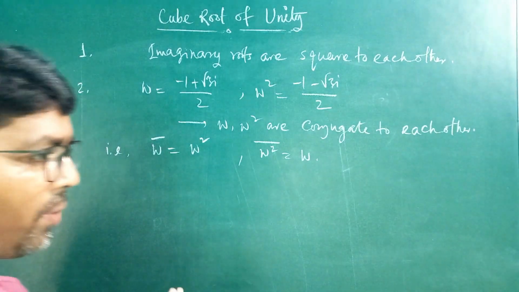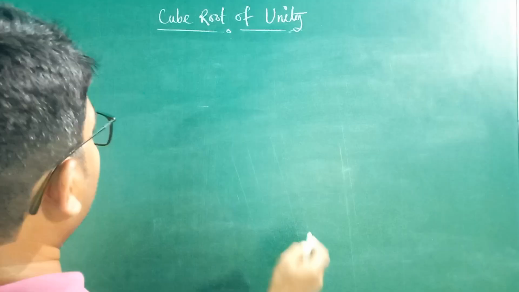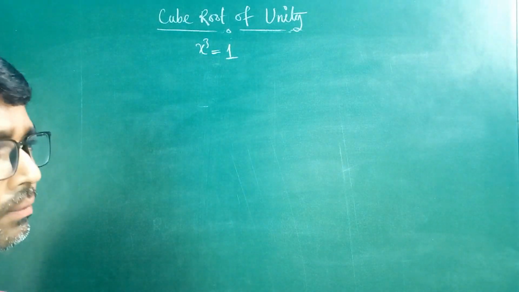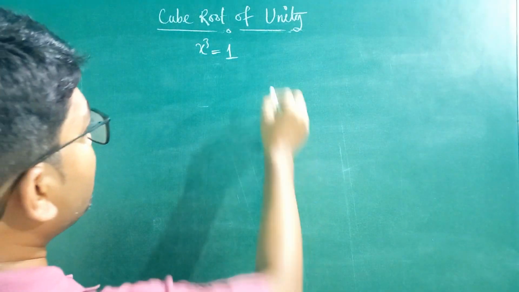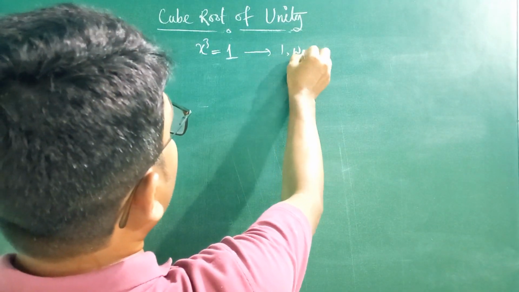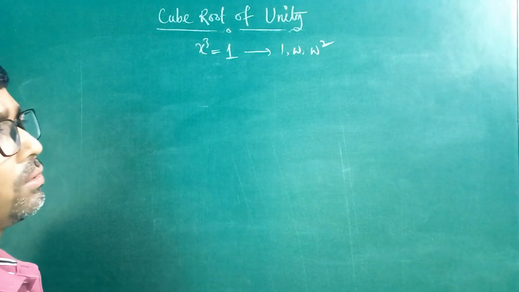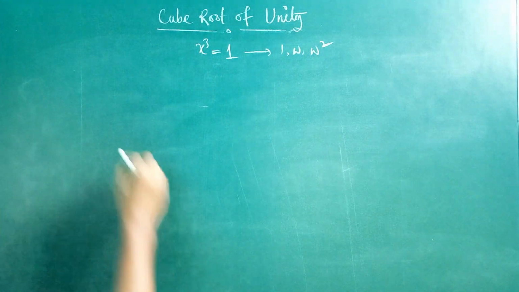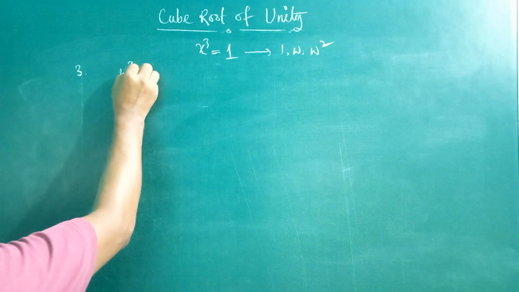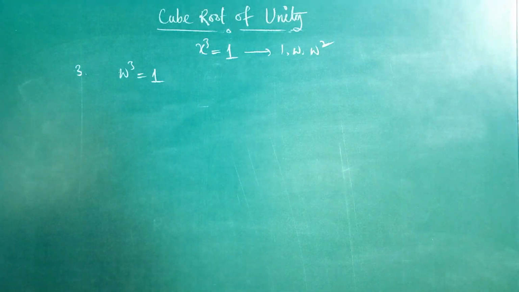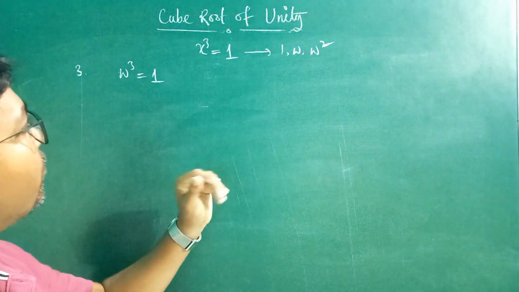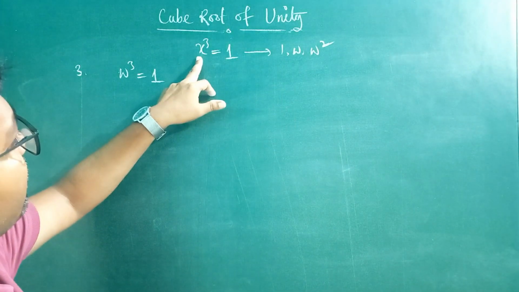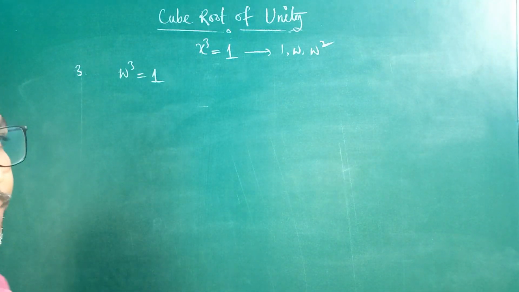Now come to the main points. Our initial equation was x cube equal to 1, and solving this equation you get roots 1, omega and omega square. So obviously omega will satisfy this equation. So our third property: omega cube equal to 1. That is the most powerful property of the cube roots. If you replace x by omega, you will get this relation.